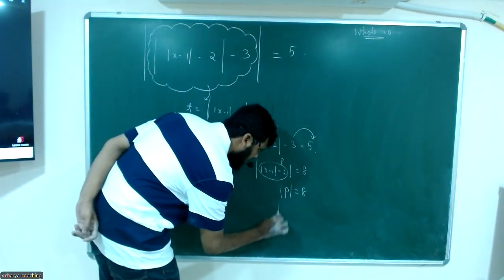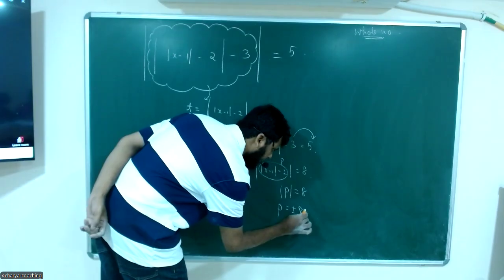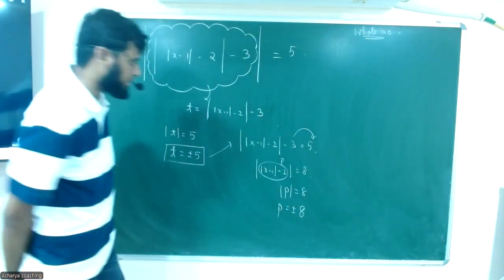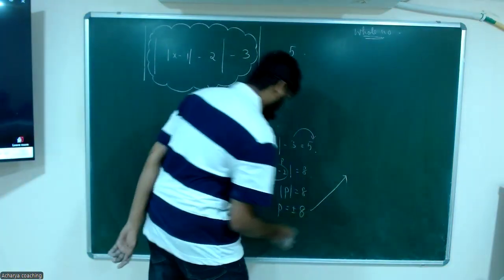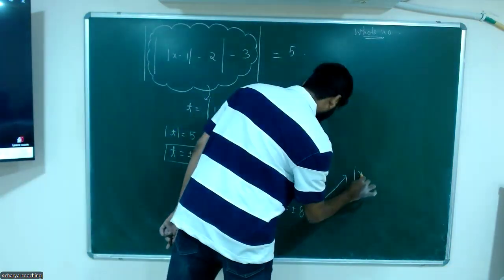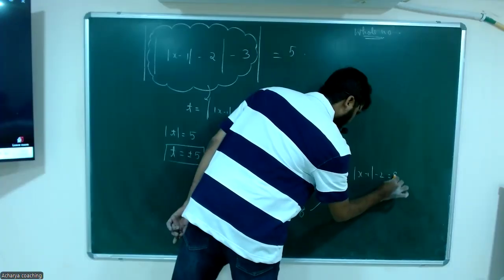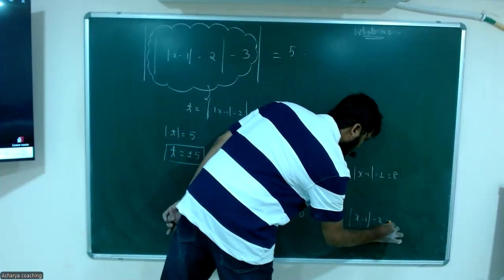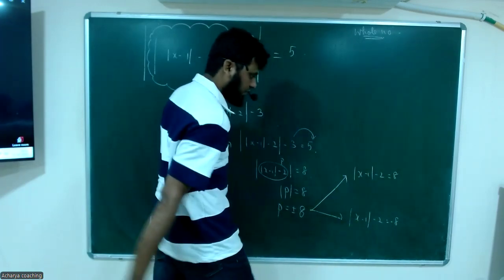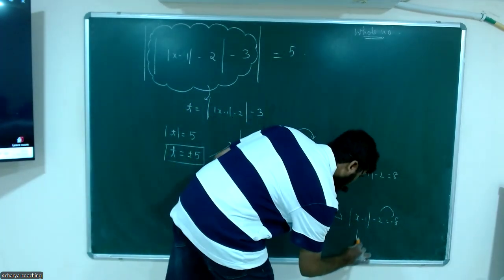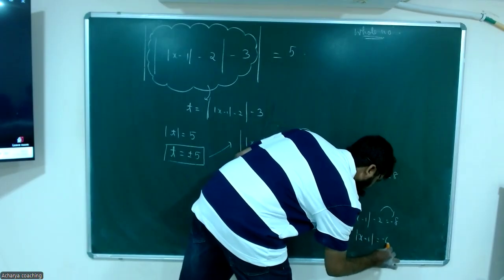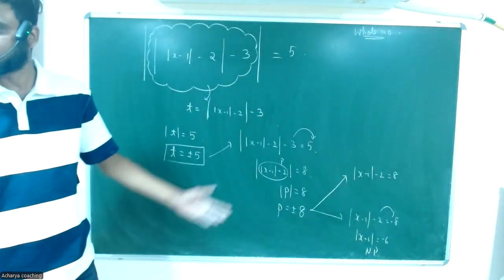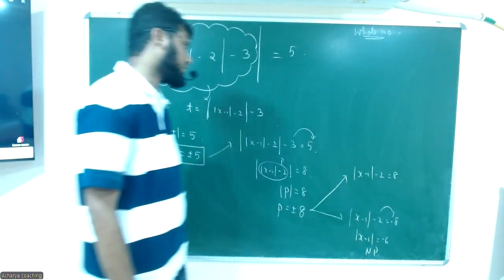What is p value? Plus or minus 8. Clear? P value will be plus or minus 8. Now what is p? Modulus of x minus 1 minus 2 equal to 8. And next, modulus of x minus 1 minus 2 equal to minus 8. Clear? So this comes here means modulus of x minus 1 equal to minus 6. This is not possible. Clear? Because a modulus answer cannot be negative.